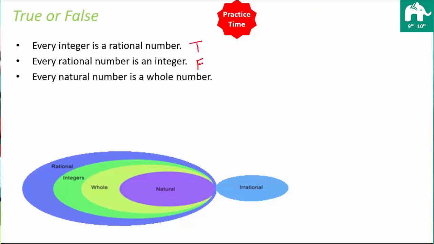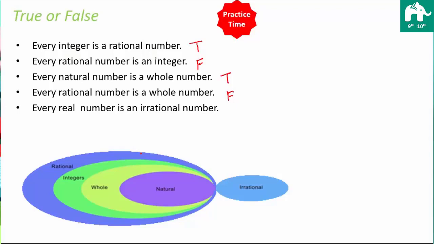Every natural number is a whole number. That is true, because you can see that all the natural numbers are contained within the whole numbers. So this is true. Every rational number is a whole number. That is absolutely false, because you can see that whole numbers are contained inside rational numbers. That means all whole numbers are rational numbers, but all rational numbers are not whole numbers.